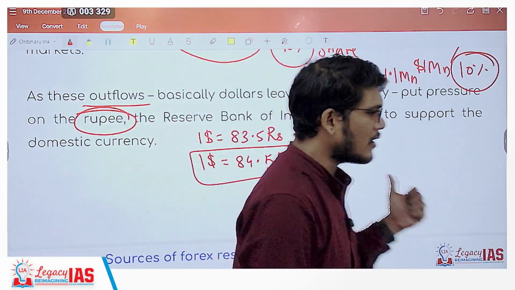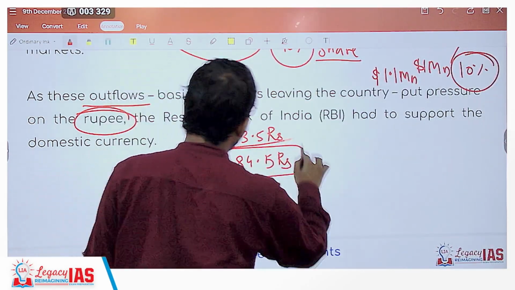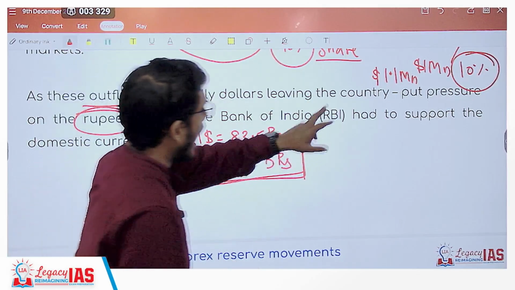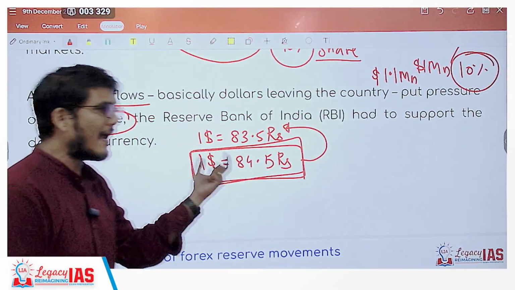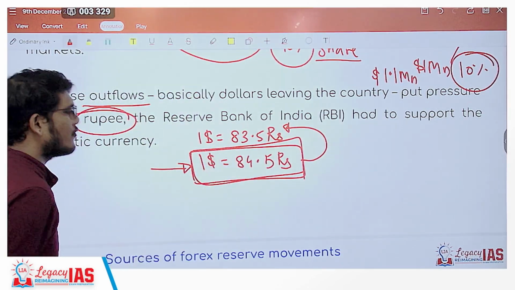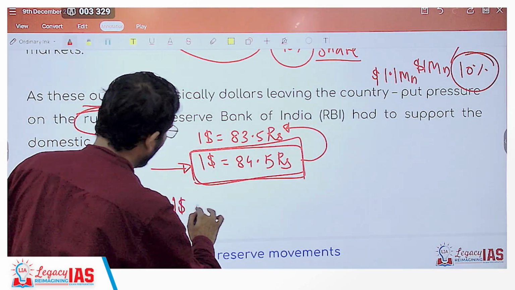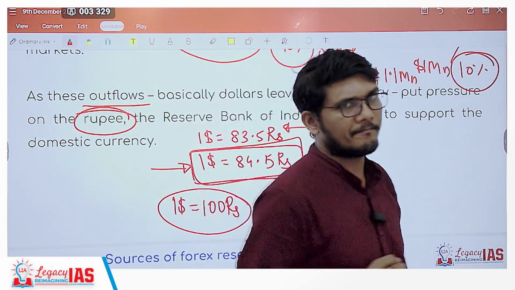Now if this is what happens, it is going to put pressure on the rupee. So now RBI would want it to go back to the earlier level. Why? The reason behind this is, if the value of the rupee goes down and let's say $1 finally becomes 100 rupees, what will happen? Our imports will become costly.